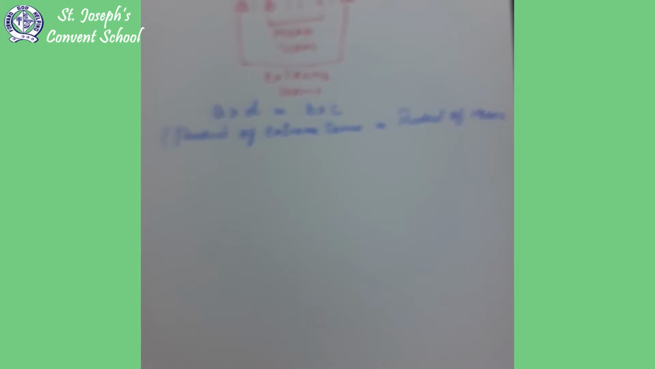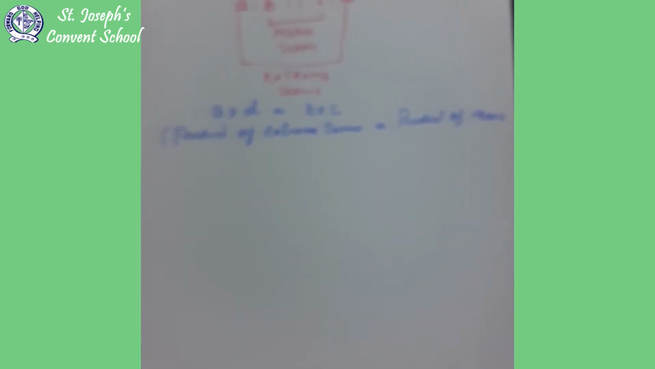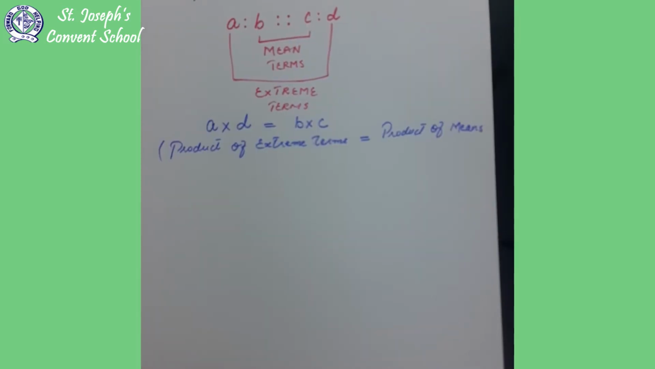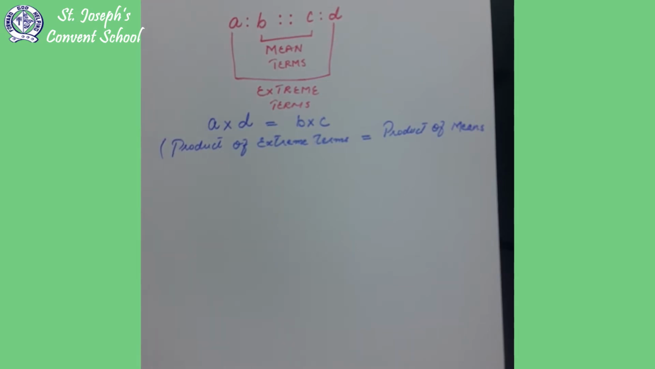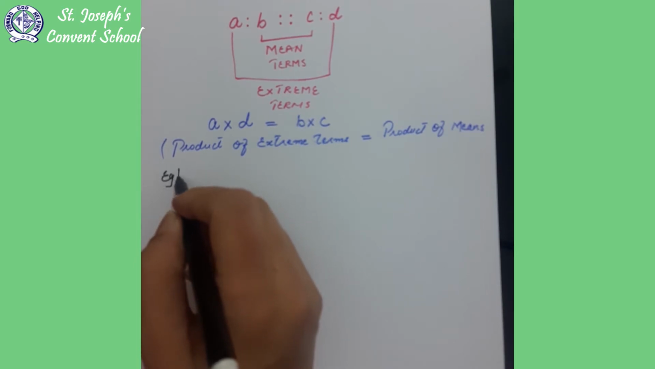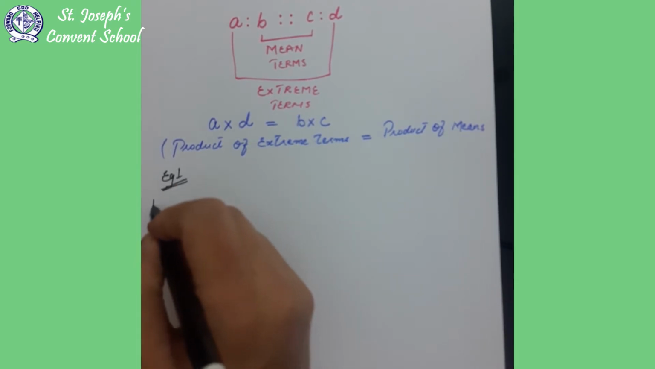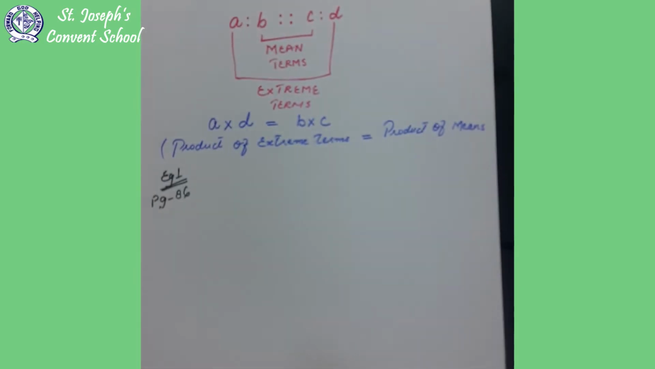Now the next thing is the example I'm going to do. The question I will write: how to find the proportion. This example is in your book, example number 1. It is on page 86.